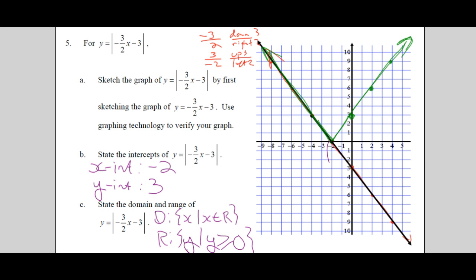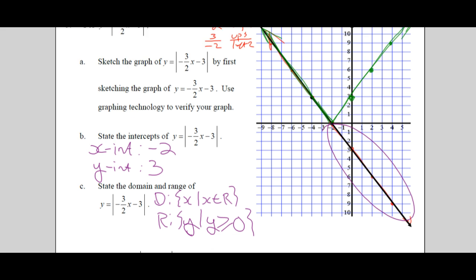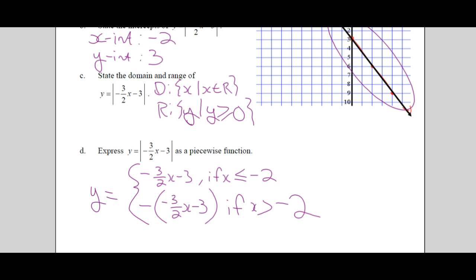But where the original function is negative, I need to take the negative of it, right? That's how the absolute value function works. It says if your values are negative, take the negative of a negative, which gives you a positive, which is what we want out of the absolute value function. Okay? So we could say that y is equal to negative 3/2 x minus 3 if x is less than or equal to negative 2, and it's equal to positive 3/2 x plus 3 if x is just greater than negative 2.